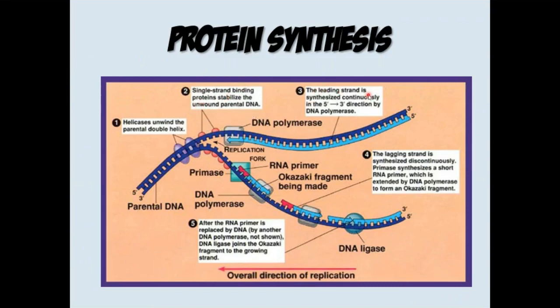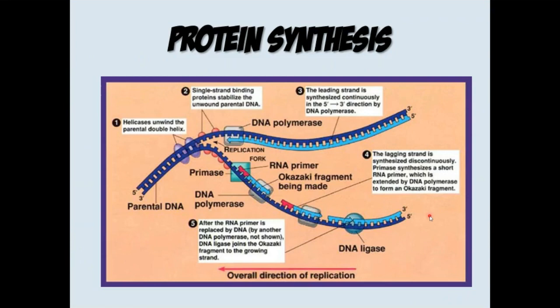The leading strand is synthesized continuously in the 5' hindi po 5' yan, 5' to 3' direction by DNA polymerase. The lagging strand is synthesized discontinuously. Primase synthesizes a short RNA primer which is extended by DNA polymerase to form an Okazaki fragment.